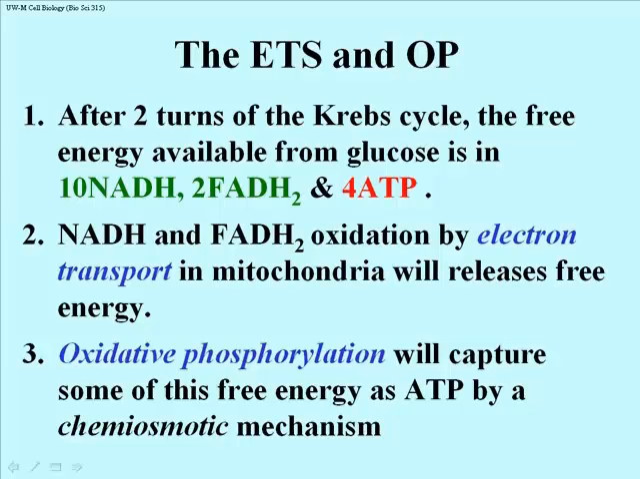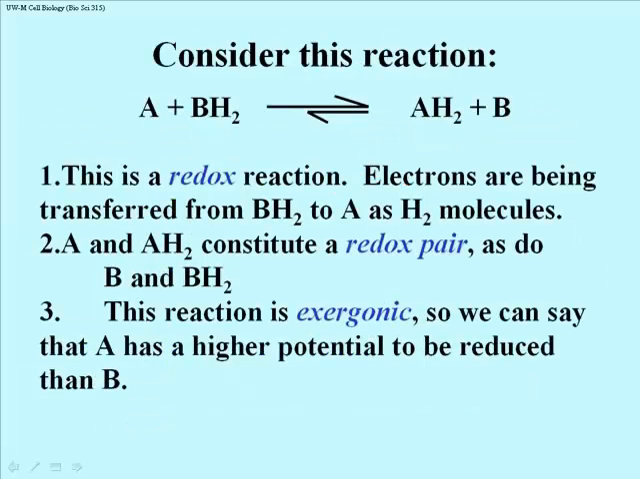First, a reminder about redox reactions. In this generic reaction, electrons are being transferred as part of hydrogen molecules, a characteristic of many biochemical redox reactions. The reduced and oxidized forms of the same molecule are called a redox pair. From the equilibrium arrows, you can see that this reaction is exergonic, so it would have a negative standard free energy change, a negative delta G0, releasing free energy.